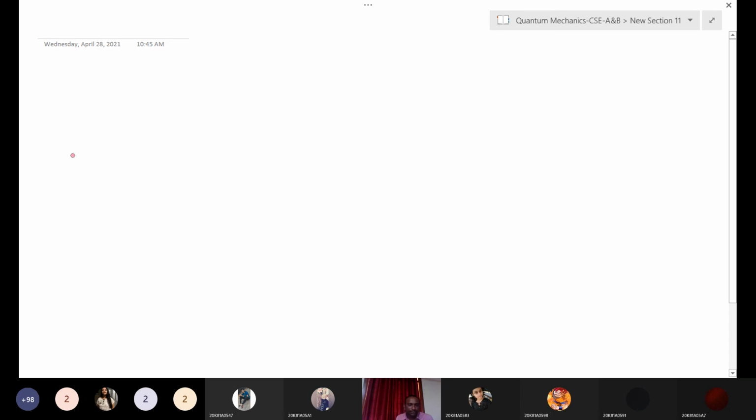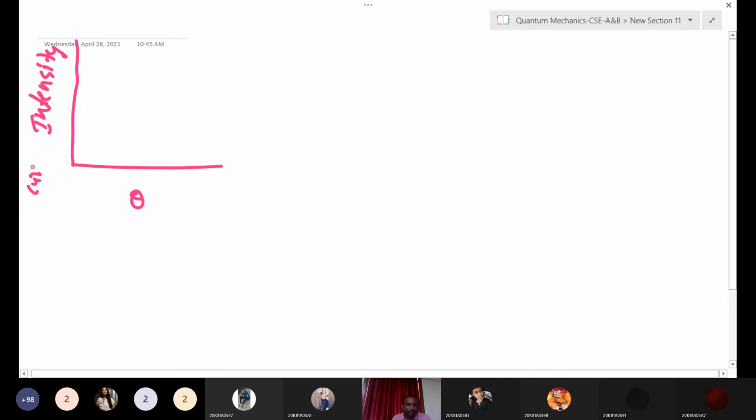Let's take this graph. Here is the scattering angle, and here the current intensity. You can measure the current intensity at different voltages. Let me go to the previous graph.